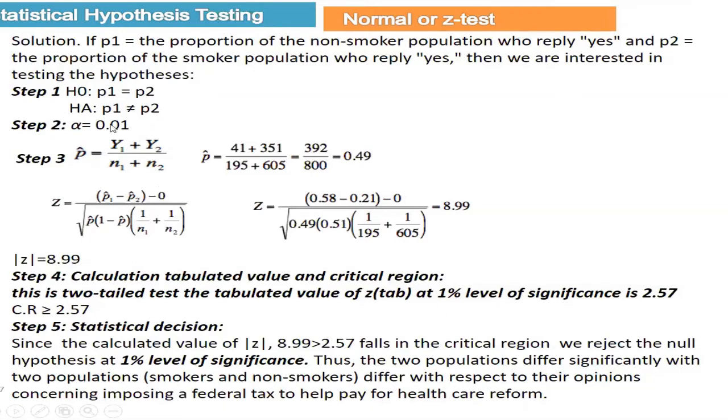That is, we can say at 1% level of significance that the opinions of the two groups, smokers and non-smokers, differ on a tax increase which will help for the health care reform. So it is normally what you get from the data: the difference is statistically, or you can say highly statistically, significant that the opinion of the two groups, smokers and non-smokers, differ for increased tax for healthcare reform.